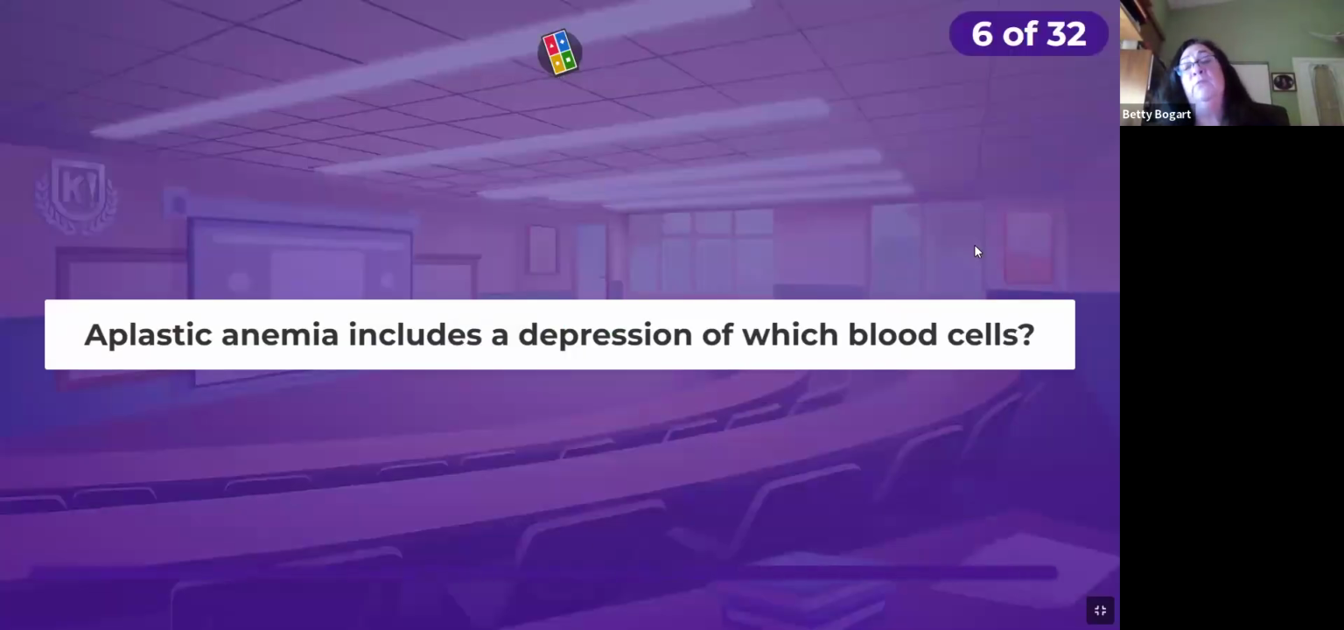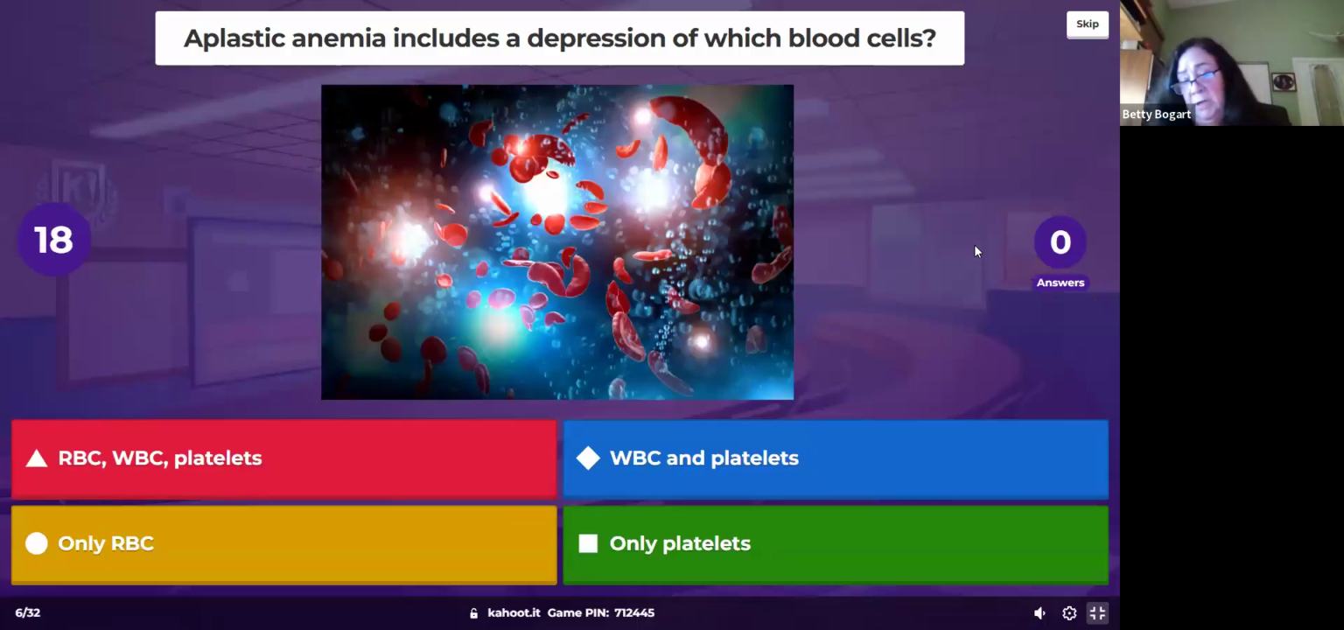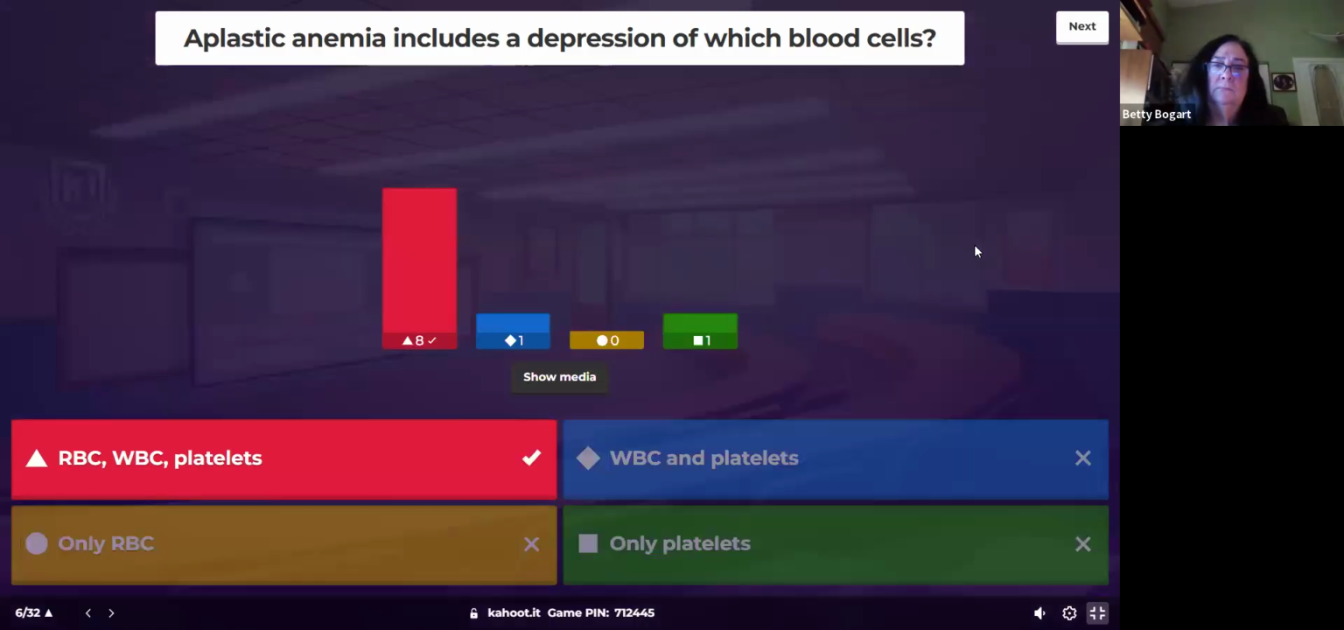Aplastic anemia includes a depression of which blood cells? I told you it's the worst one. So, aplastic anemia, red blood cells, they're anemic. White blood cells, they get infections easily. Platelets are low, they bleed. That's what you need to know about these three type of cells and what they do and what to look for. Whether it's aplastic anemia or platelet counts of 20,000, these are the three cells in hematology that you need to know what happens.